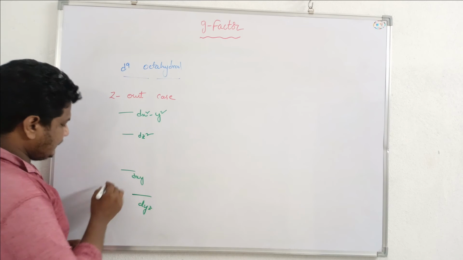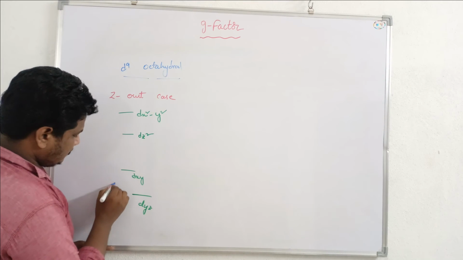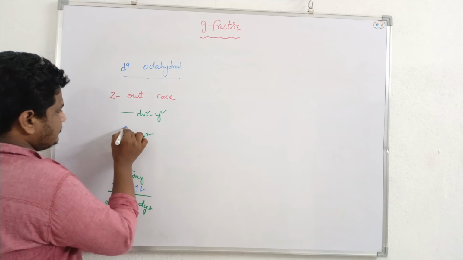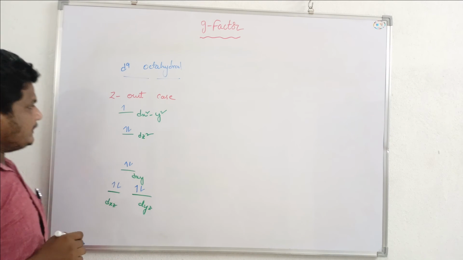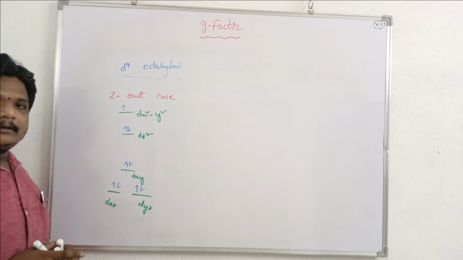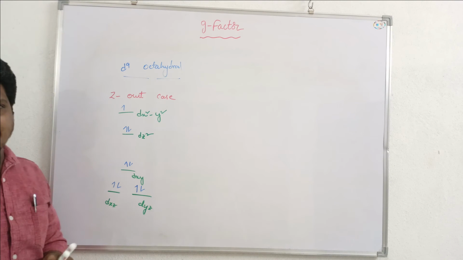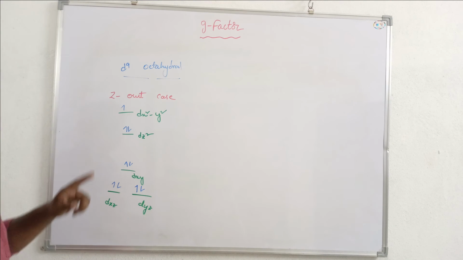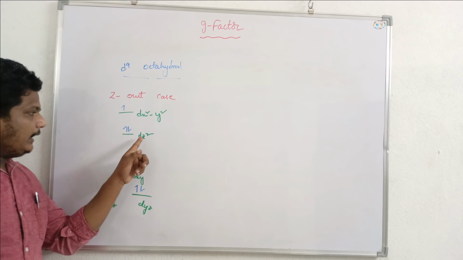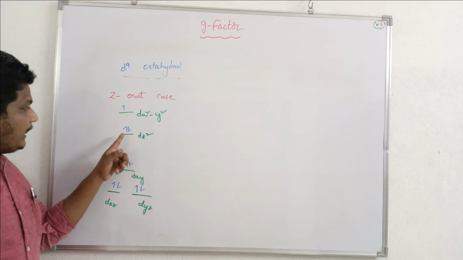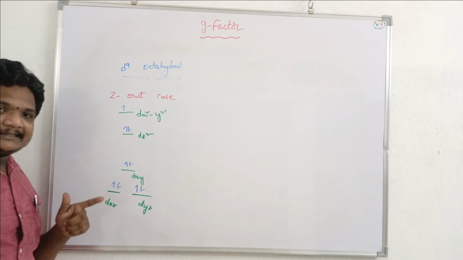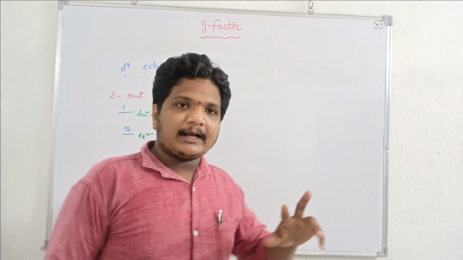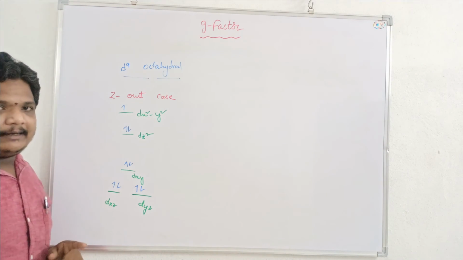So here if you fill the electrons, we have 9 electrons. So we have 2, 3, 4, 5 and 6, 7 and 8 and 9. So there is an asymmetry at the t2g and asymmetry at the eg orbitals. This is the electronic distribution in the Z out case. Along the Z axis we have 2 electrons and along x and y axis we have 1 electron. It means along the Z axis we have more electron density when compared to along the x and y direction.